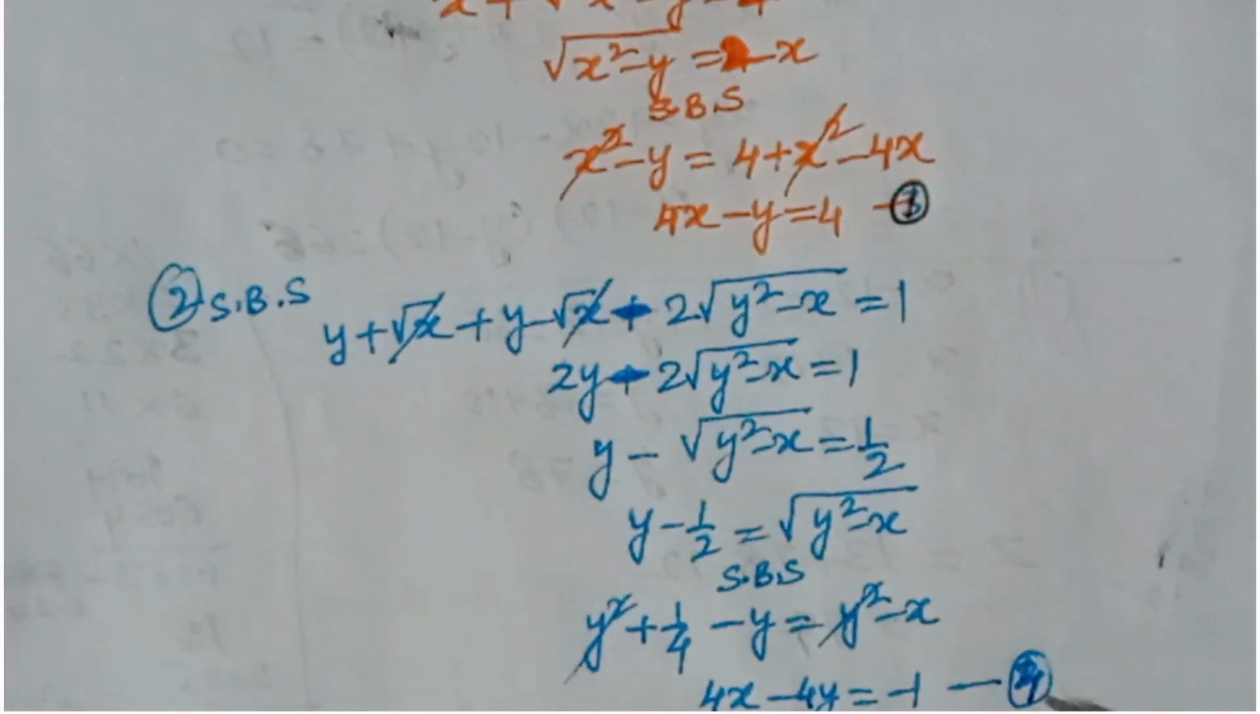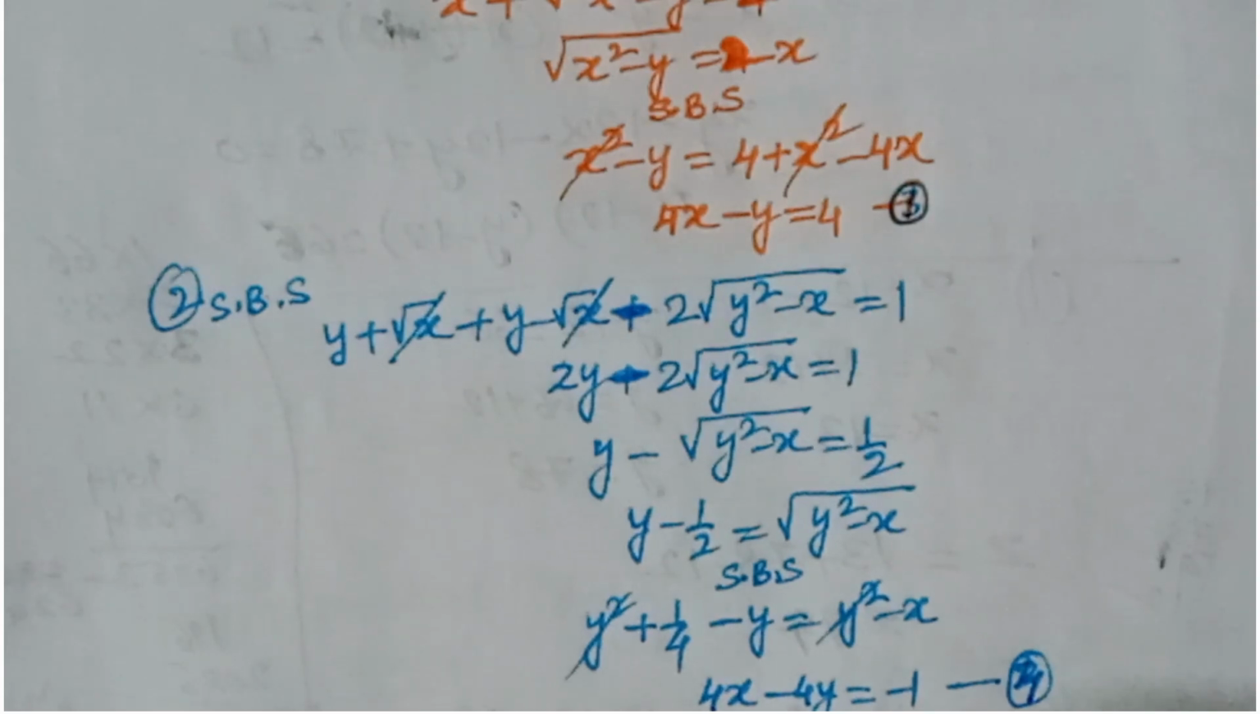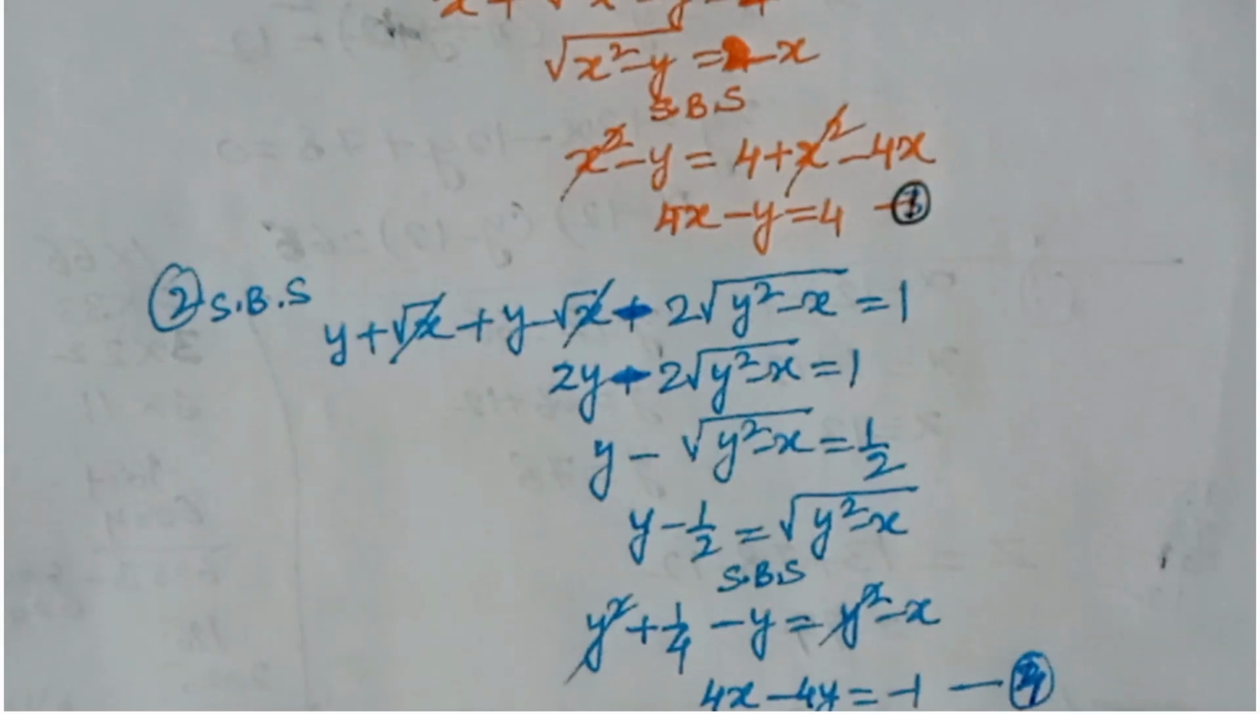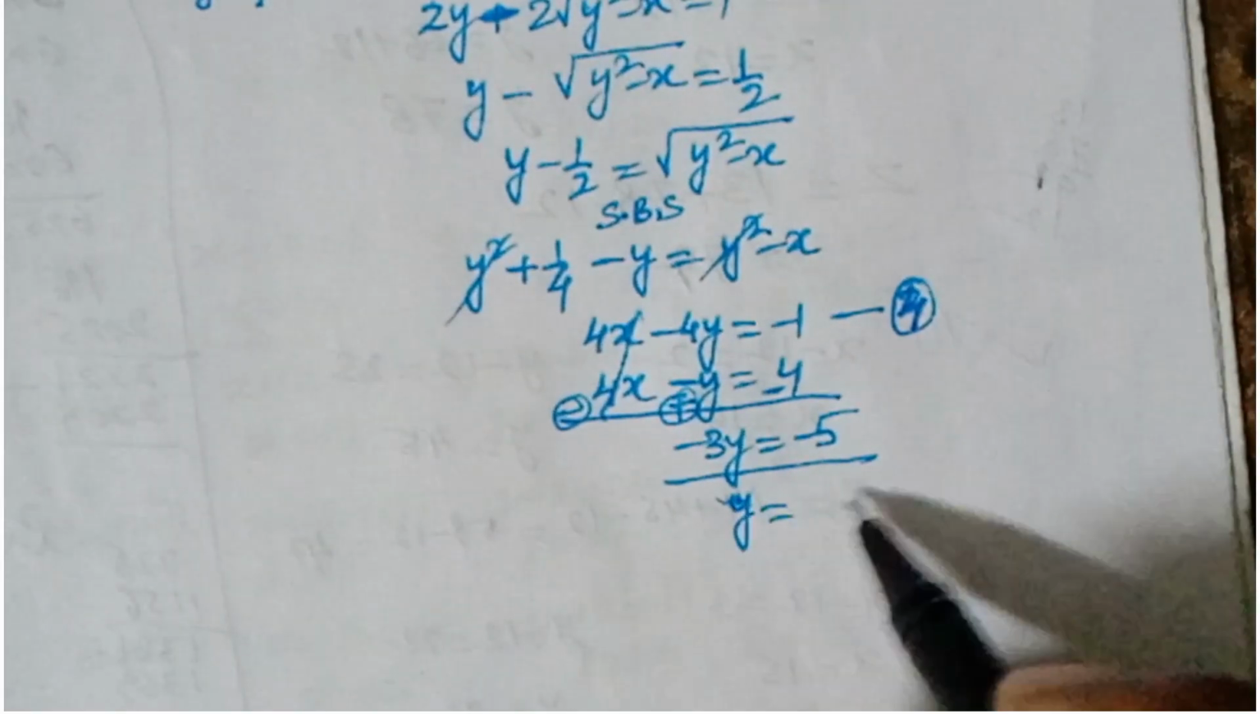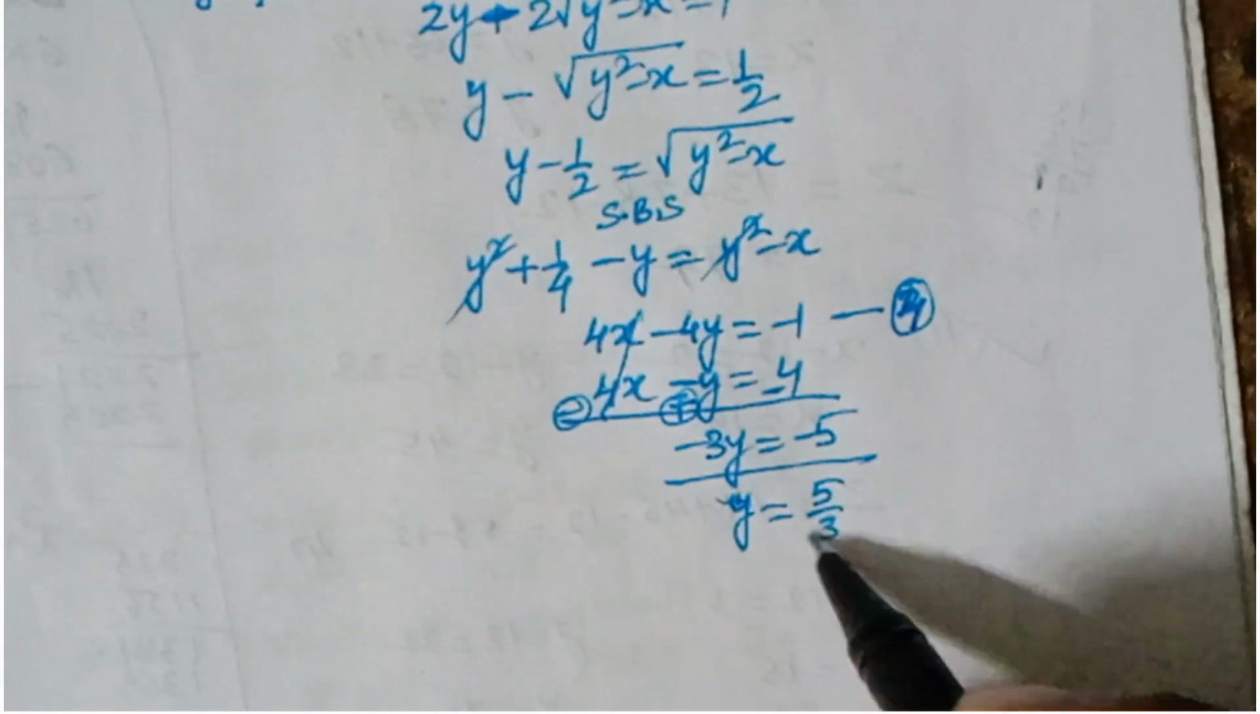Now subtracting 4 minus 3: 4x minus y is equal to 4. Subtracting these two, the 4x terms will get cancelled. Here minus 3y is equal to minus 5 we will get. Now the y value is 5 by 3.